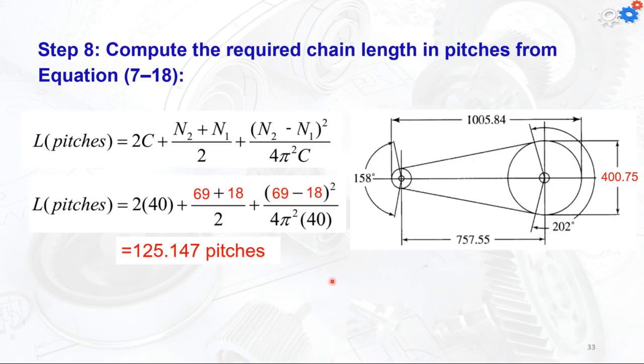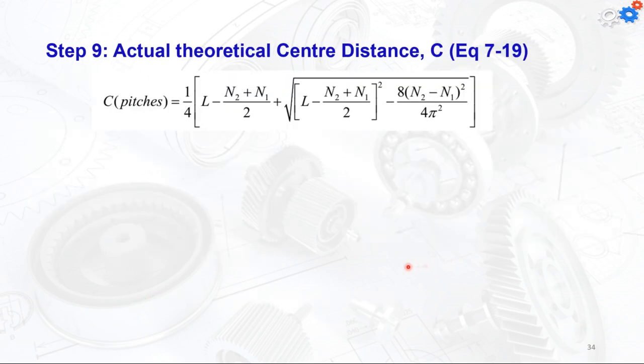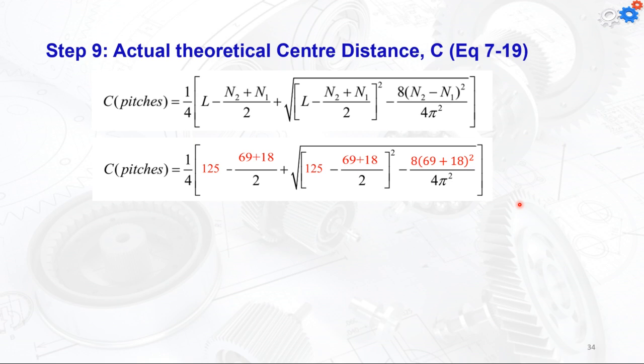Okay, anyway, so we got the value for the pitches, and we're going to continue with the calculation. We can approximate that, so we're going to get 125 pitches. So we can find the total pitches we have over the length of the chain. And the next step is going to be calculating the actual C. We know the L, we know the ends, and then we can put that in equation 719. And we will come to the value for the actual C value and center distance.